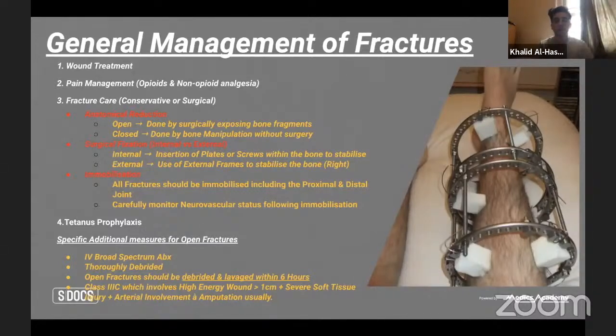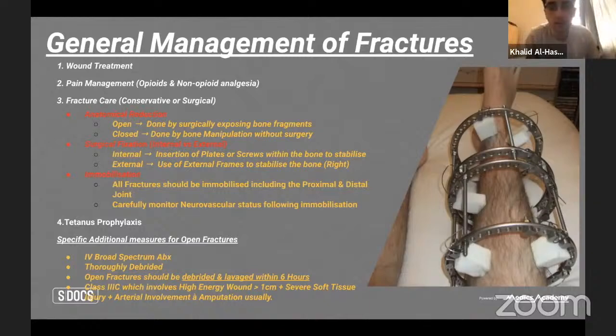Firstly, we'd like to start off with wound treatment. It's important that we start off with wound treatment because there may need to be some form of debridement around the site of injury. Pain management. We're not going to keep the patient in pain. One of your key jobs as an F1 doctor is going to be pain management. So this consists of both opioid and non-opioid analgesics.